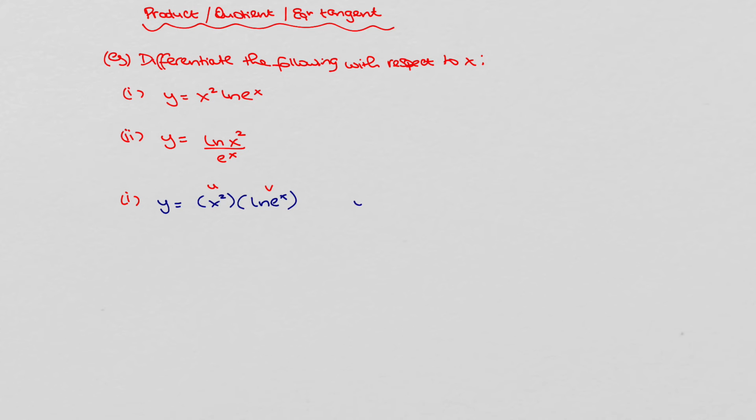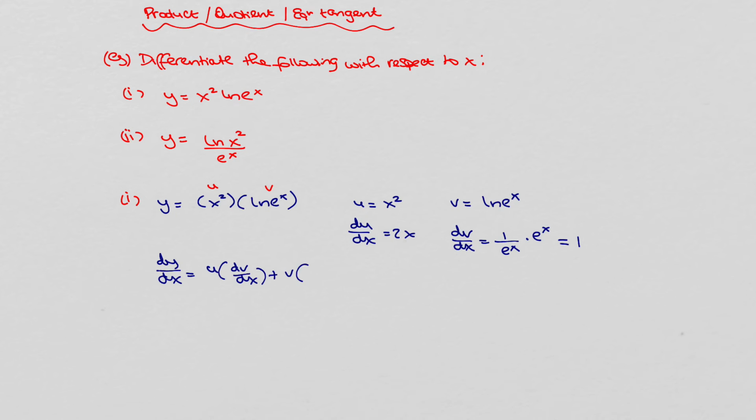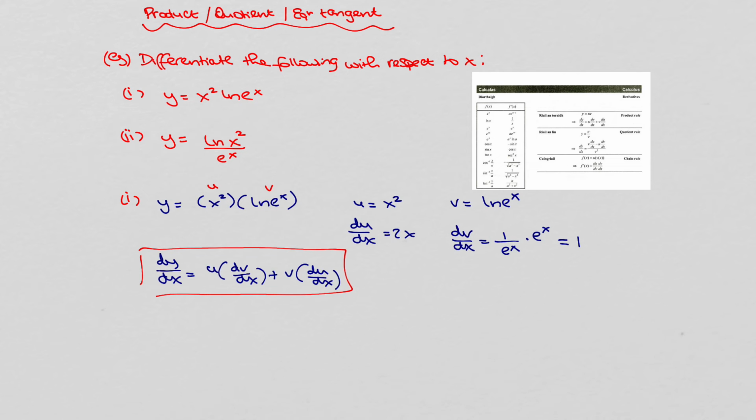So let's see if we took it as a product first. We'd have u equals x squared, therefore du dx is equal to 2x. v is equal to natural log of e to the x, therefore dv dx is equal to 1 over e to the x times e to the x differentiated, which is just itself. Therefore dv dx is e to the x over e to the x, which is simply 1. Our derivative is u times dv dx plus v times du dx, and again, our product rule is on page 25 in our tables.